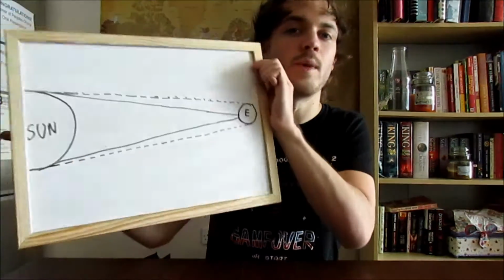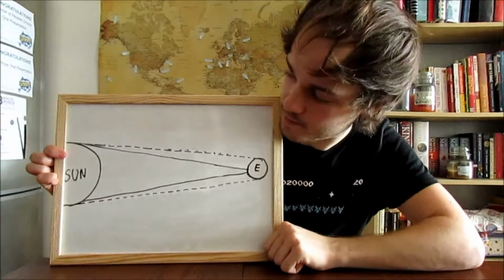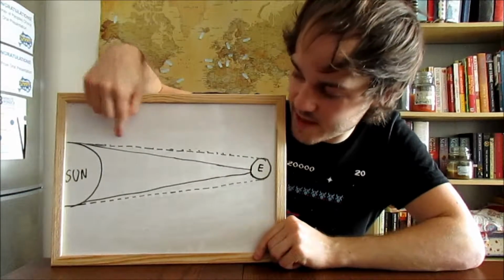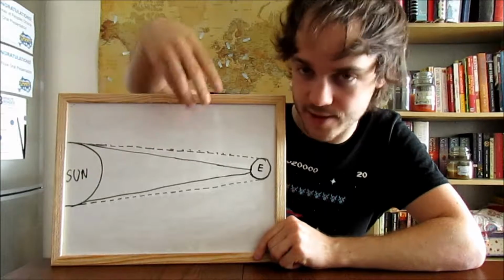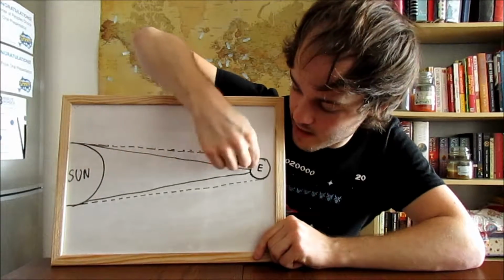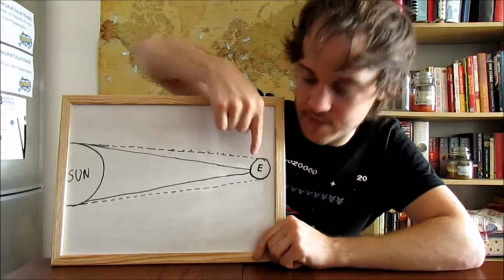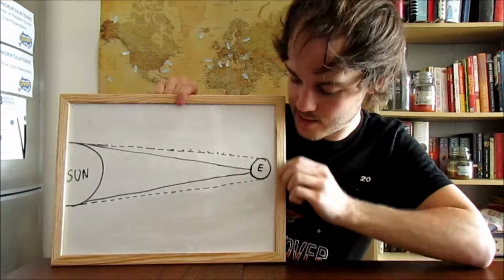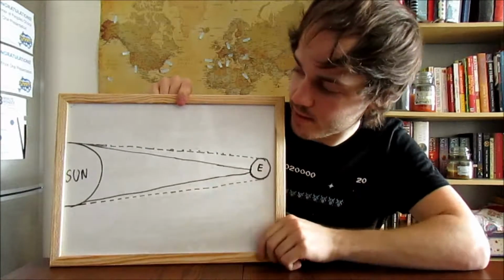So we have this situation going on here. We have the sun here, and we have the earth here. Now the dashed lines, everything inside the dashed lines is light that will hit the earth. So this cone here, everything inside the cone is light that's going to hit the earth. This side of the earth is going to be very, very light, and this side is going to be very, very dark.